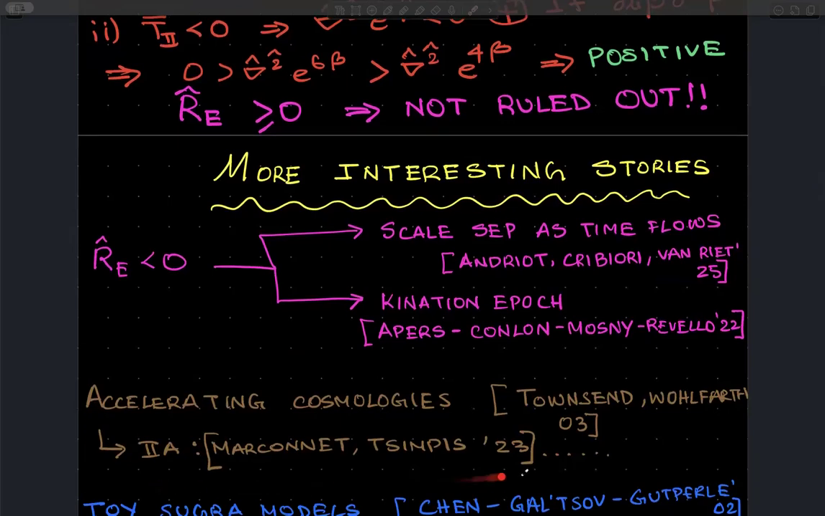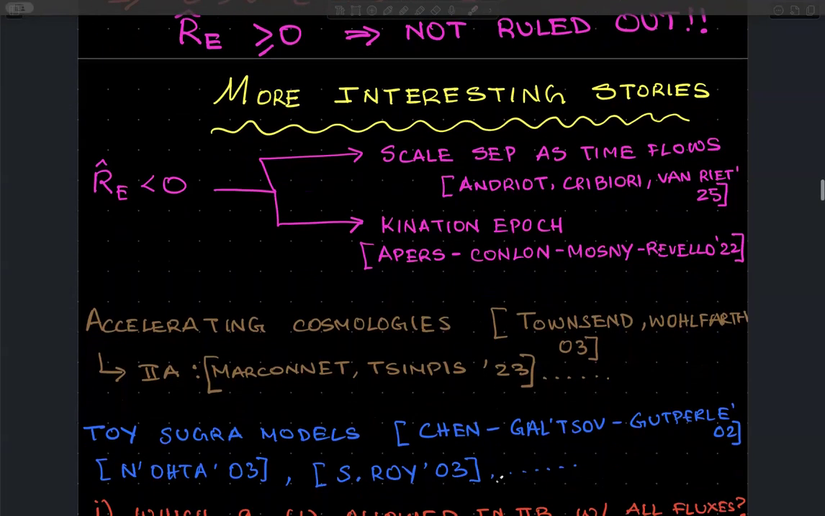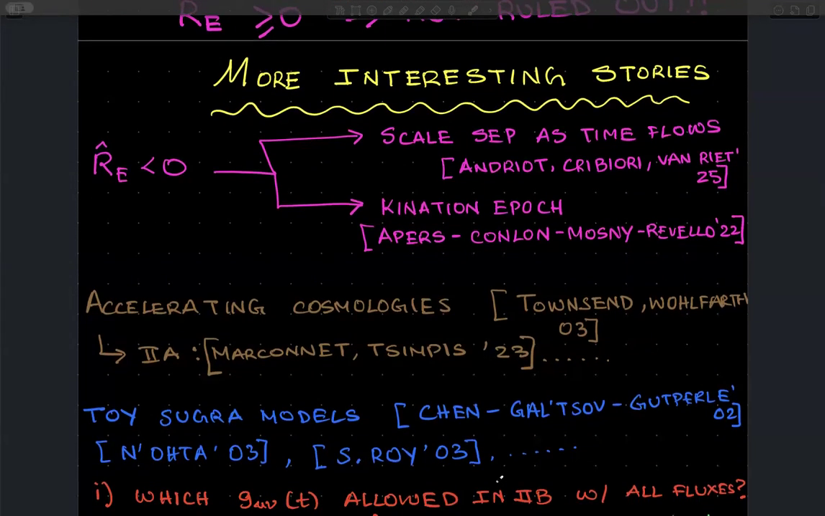So this paper by these authors explores type 2A on different classes of manifolds and studies the case of accelerating cosmologies in the context of type 2A. Of course, there also have been some toy supergravity models, and they have constructed time-dependent backgrounds. And this is just a set of papers, but there are many more.